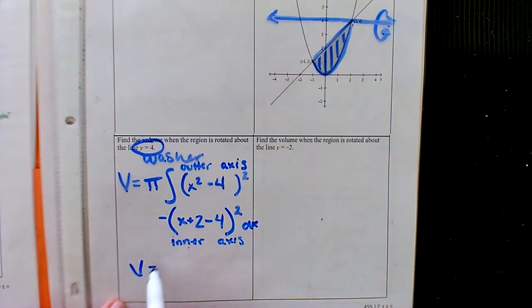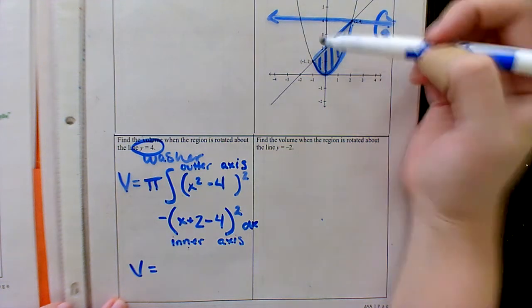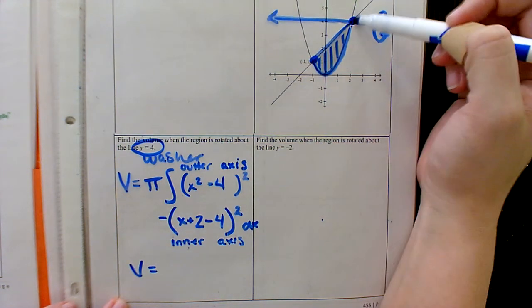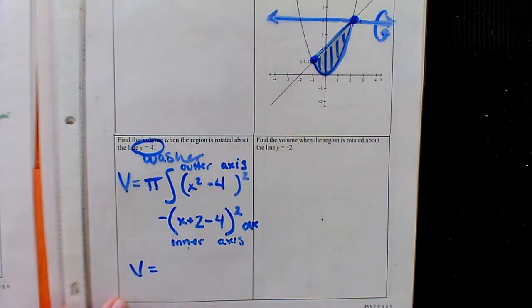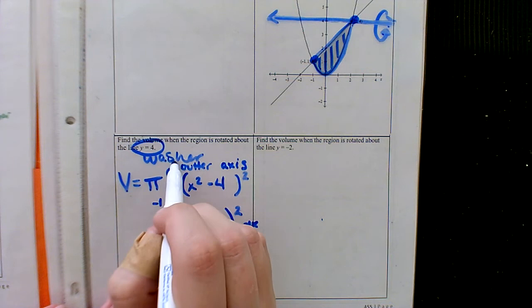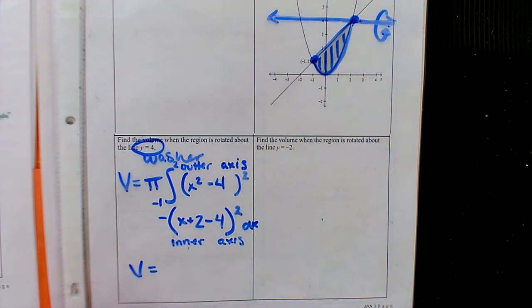So from there, it's just going to be some calculator work. Oh, we forgot the bounds. Beginning point, ending point looks like -1 to 2. Can we do some calculator work from there to get our volume?